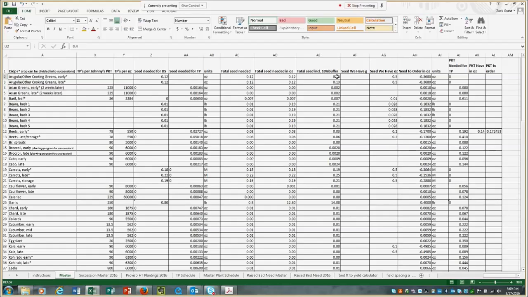So if you know that you need 0.13 ounces of seed to get that amount, then you can just look at the information on the seed packet or in the seed catalog and roughly get an idea of how much you need to order. Now, if you look over here, in column AG I also have the seed that you may have from previous years. You may have collected some seed, or you may just have a little bit of seed left over.